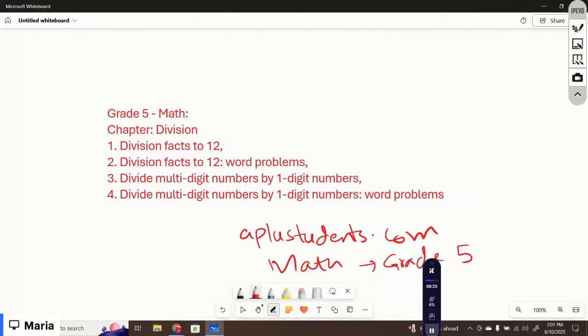The previous start will be chapter 4, Division, with the lessons: division facts to 12, division facts to 12 problems, divide multi-digit numbers by one-digit number, and divide multi-digit number by whole problems. So please ensure you have your notebook and pencil so that you can write down important examples and definitions as well.